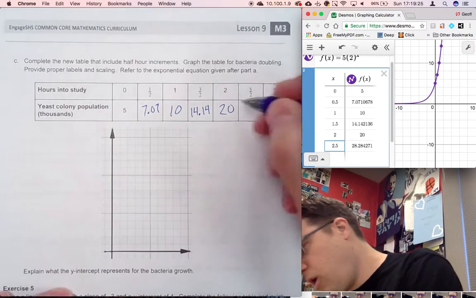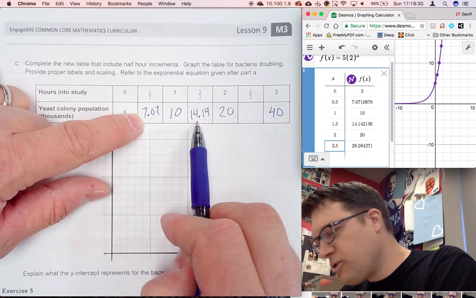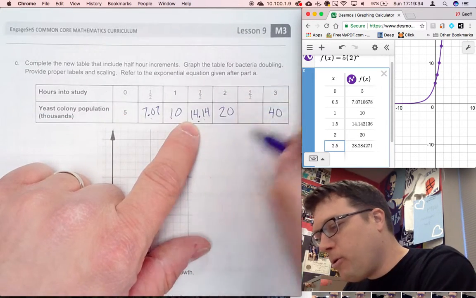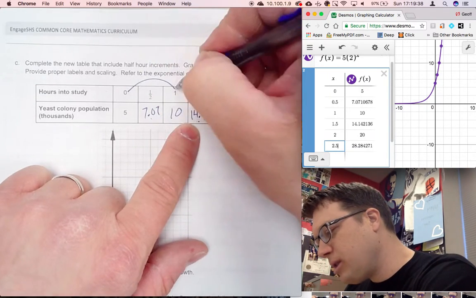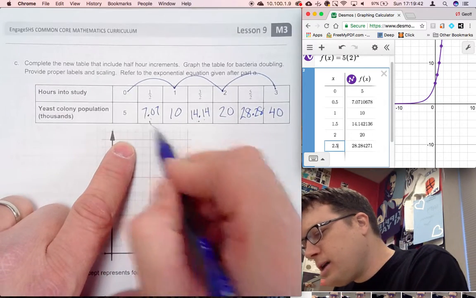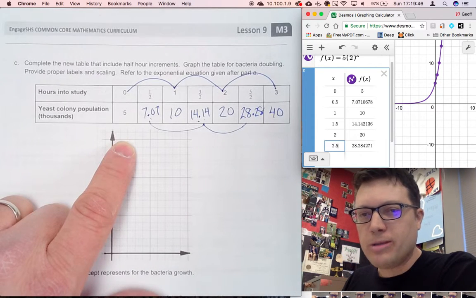Oh, weird. It's like twice of this. This doubles to 14.14. Did you see that? And then the 14.14 doubles to 28.28. So there's doubling here, because those are all doubling by an hour, but there's also doubling here, because these are growing by an hour increment.